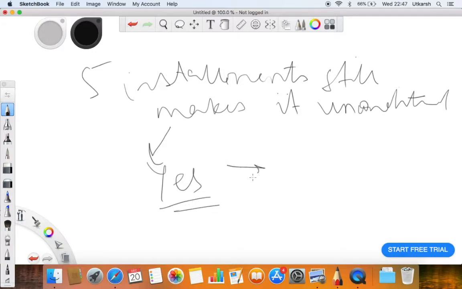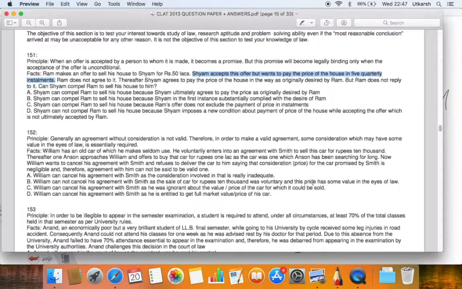Now let's look at the options. Option A is: Sham can compel Ram to sell his house because Sham ultimately agrees to pay the price as originally desired by Ram. You see, this principle does not talk about what happens when you give a conditional acceptance but later make it unconditional. So it's very unlikely that this is the answer, because Sham later agreeing does not mean that the acceptance became unconditional.